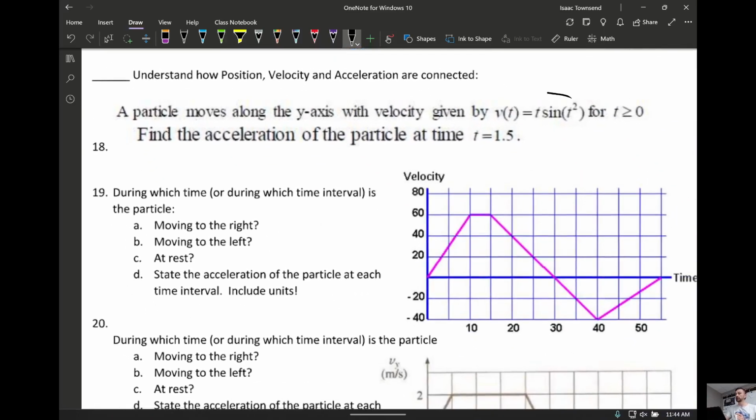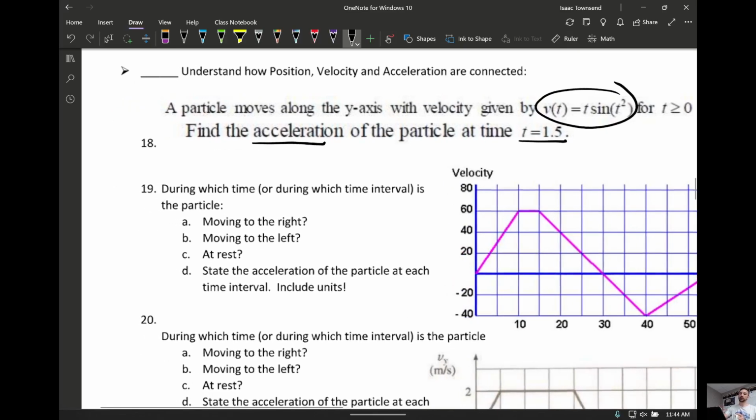Okay, this one, you have velocity and you want acceleration at t equals 1.5. I probably should have put on here that I wanted you to use the calculator on this, but this is the exact same question we did on one of your notes. What's the relationship between velocity and acceleration? Acceleration is the gradient of velocity.